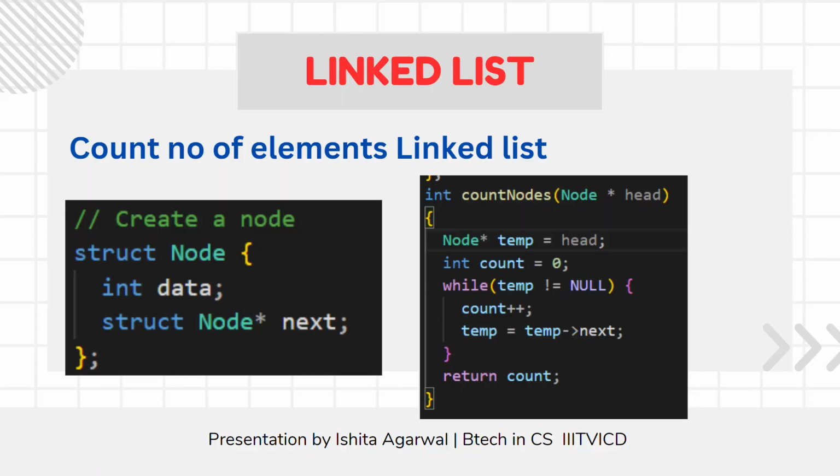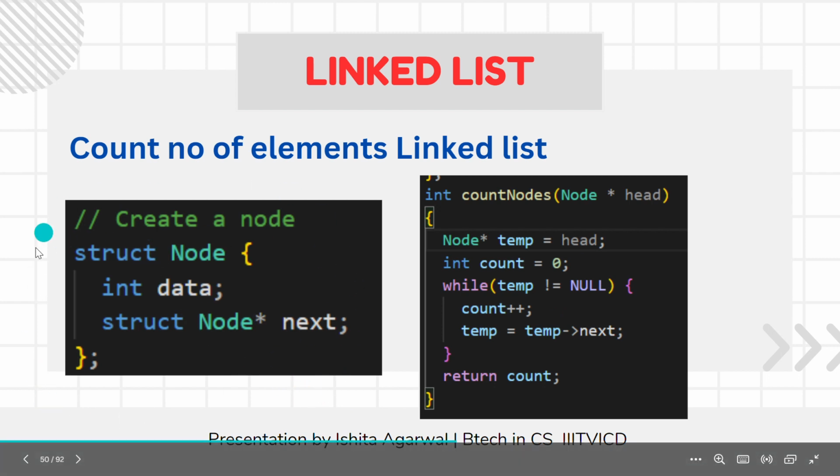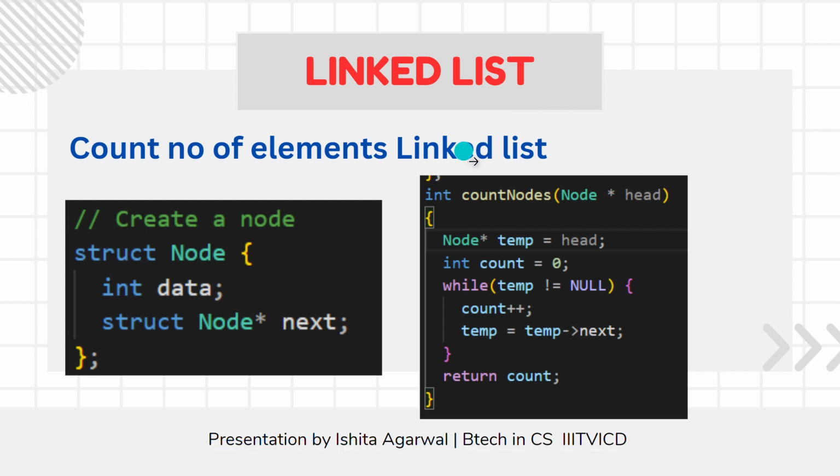Now coming to our first question, that is count number of elements in a linked list. So this is a basic structure of node in a linked list. Now we have to create a function for counting number of elements in the linked list. You can get all the source code in the description box. So we are given a linked list head.